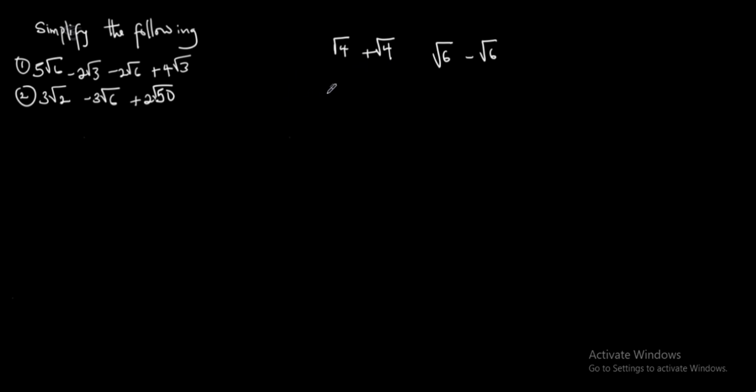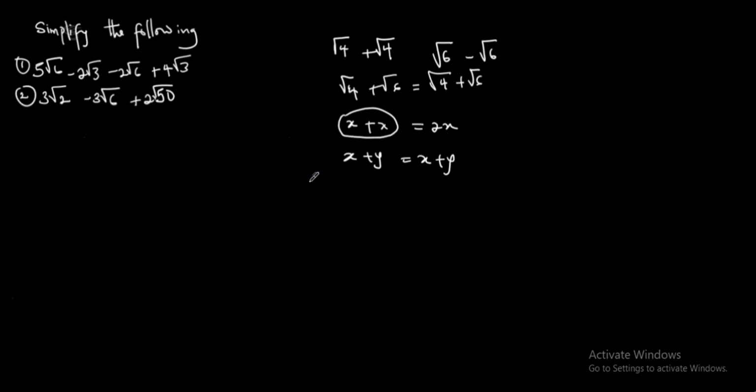Now, if we have different surds, for example, say root 4 plus root 6, your result remains root 4 plus root 6. It's just like in algebra when we have x plus x, right? It will give us 2x. When we have x plus y, your result will remain x plus y, because you can only add or subtract like terms, whereas you cannot add or subtract unlike terms.